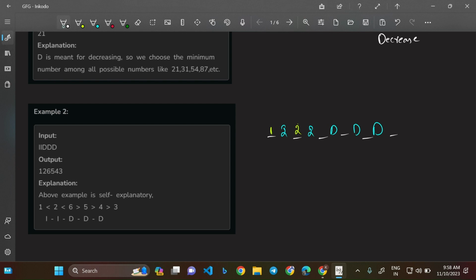So I'll not be putting 3 here. Rather, I'll be putting a 4. Let us assume I'm putting a 4. Now I can keep this value because there is a decrease here. From 4, I can decrease my value to 3. Now again I find a D here, and I need to decrease from 3. What are the options available here? Either 1 or 2. Again, both of these have already been used. So I cannot use 3 here.